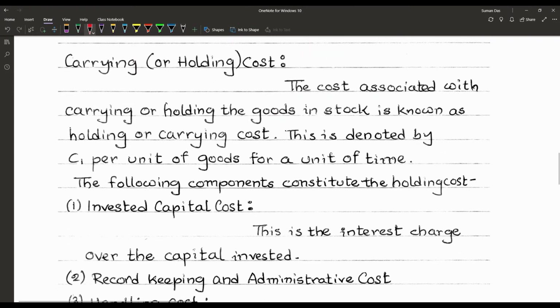The third one is known as the carrying or the holding cost. The cost associated with carrying or holding the goods in stock is known as the holding or the carrying cost, and this is denoted by C1 per unit of goods for a unit of time. That means it has 2 units, that is unit of goods for a unit of time. The following components constitute the holding cost also.